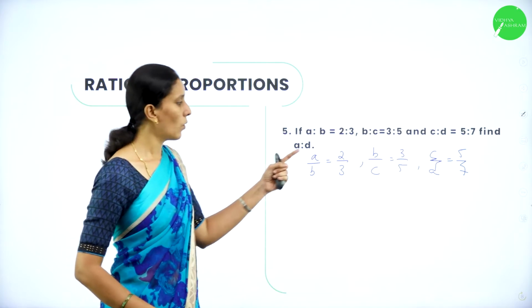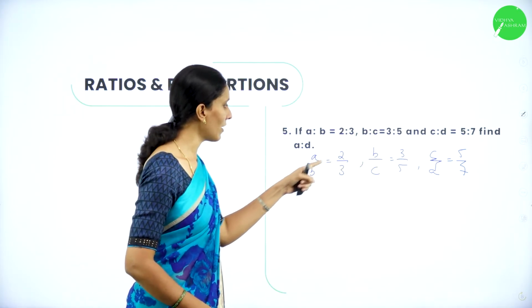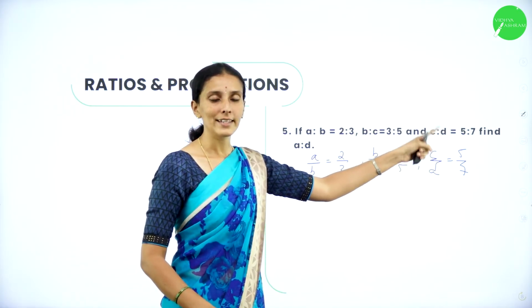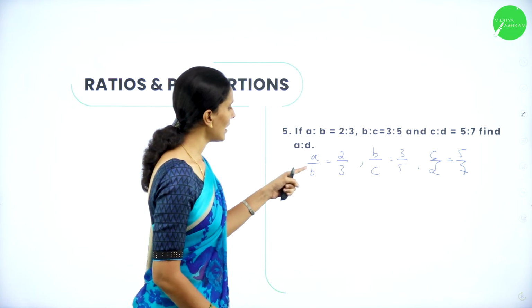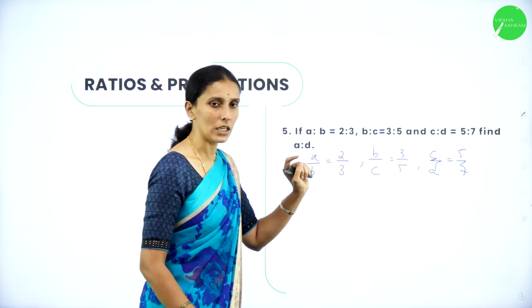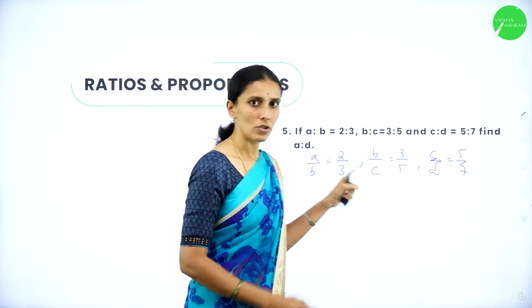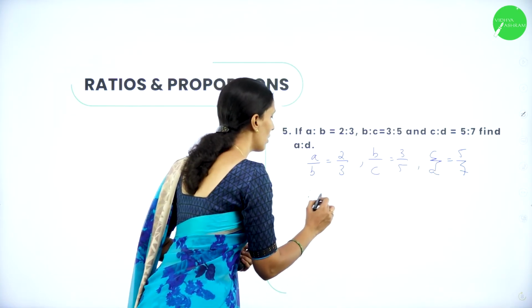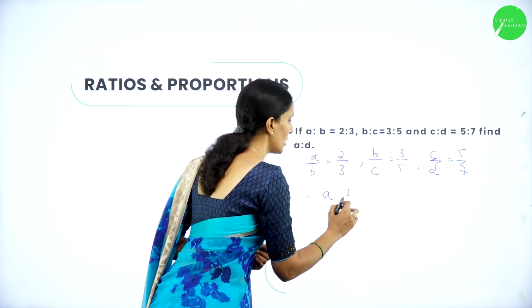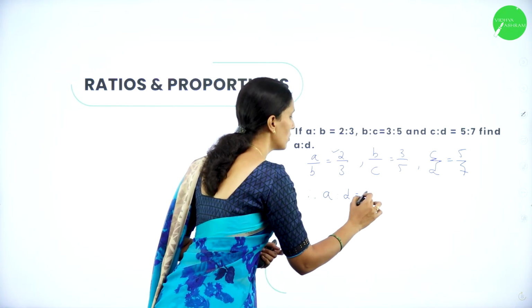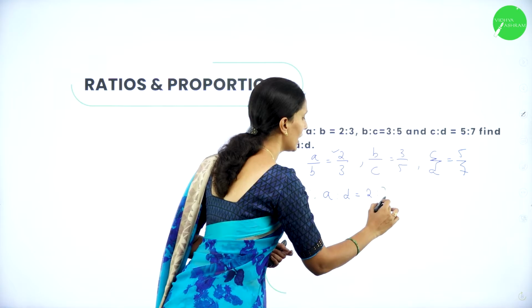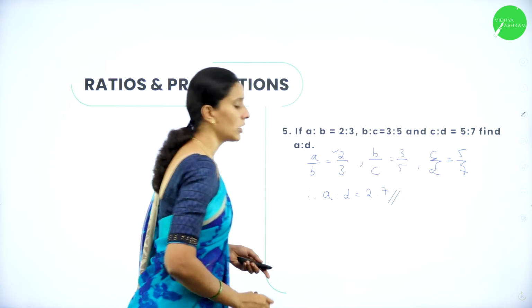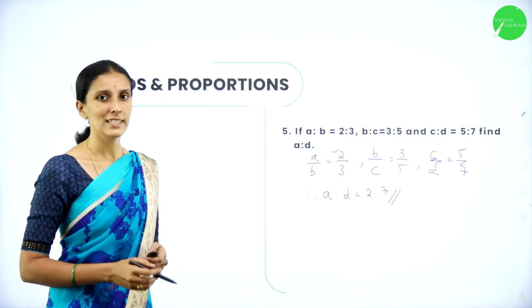So whenever you have more than one ratio, first you should verify whether all the quantities have the same value. You can see B is 3 here and C is 5. So therefore you can directly write the value of A is to D. What is the value of A? 2. What is the value of D? It is 7. So your new ratio is 2 is to 7.